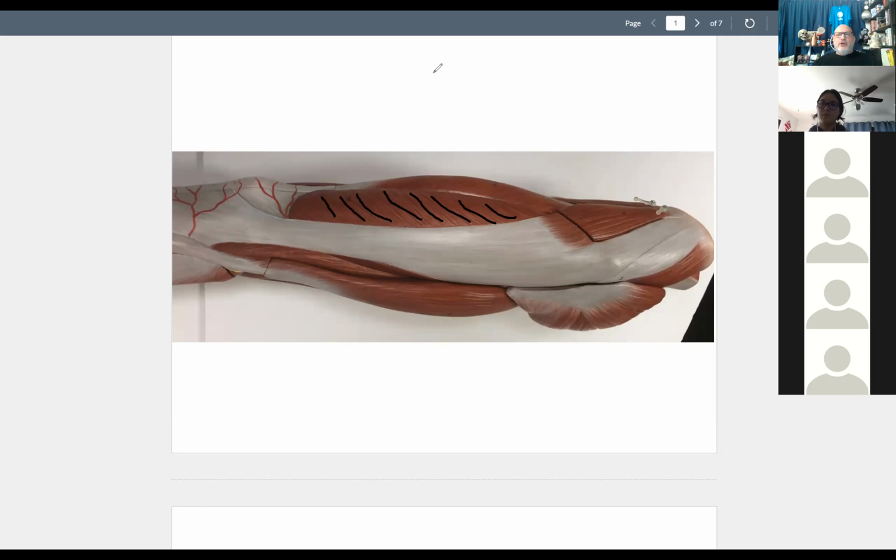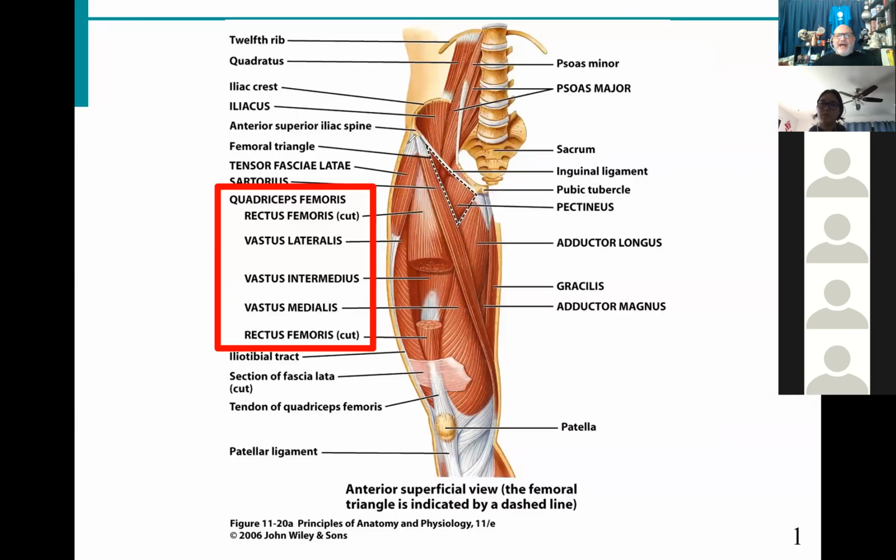Now, I do want to point out one thing, and let's go back to the illustration for this. Notice the vastus lateralis, because it starts up here on that greater trochanter, notice its belly is higher on the leg than the vastus medialis. The vastus medialis belly is pretty much right next to the patella.